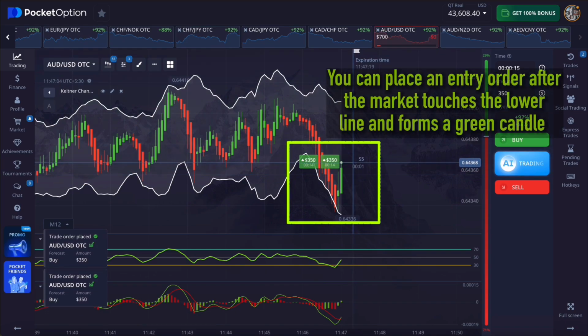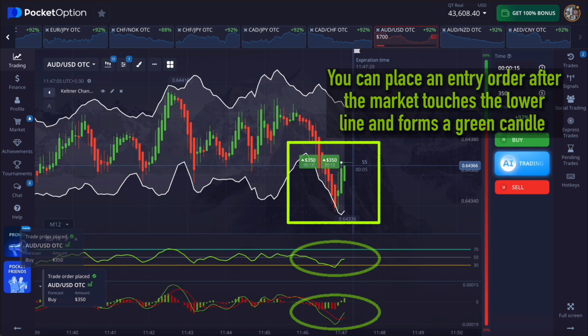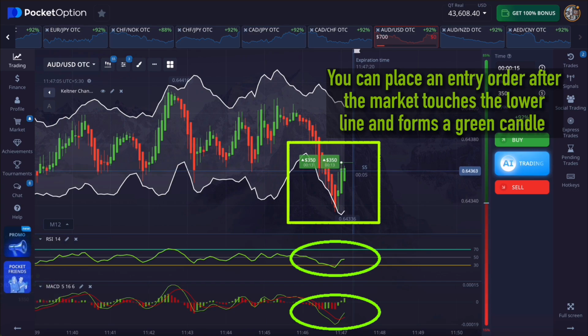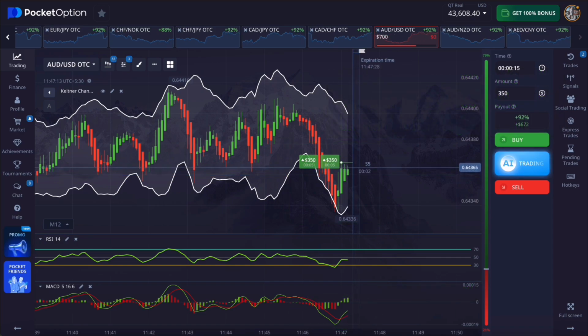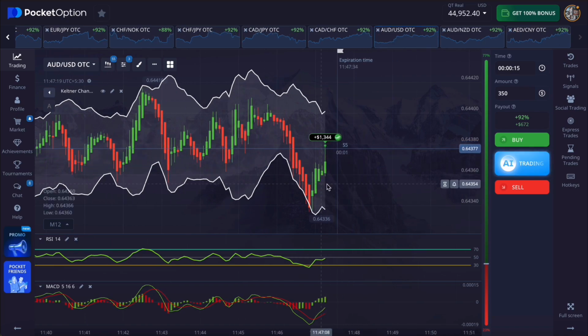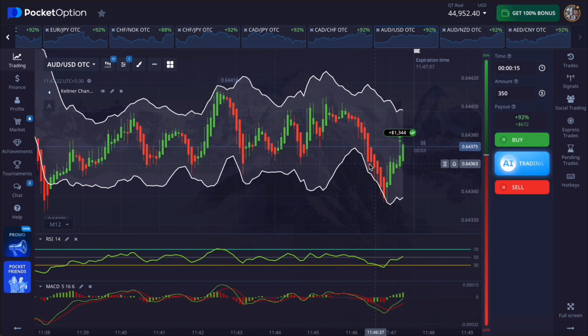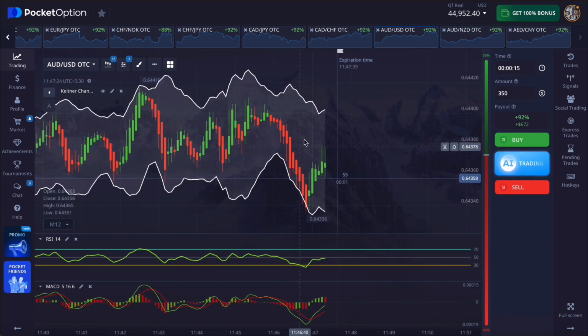So here when the price touched the Keltner channel's lower line and a bullish candle formed, I took the upward trade. And at that moment, I also noticed the two lower indicators. For example, the RSI's moving average line is moving towards the overbought zone, which is a signal of an uptrend. And this cross formed below the histogram in the MACD indicator is also a buying signal. The market showed a good movement in the last few seconds, and my second entry was also successful.